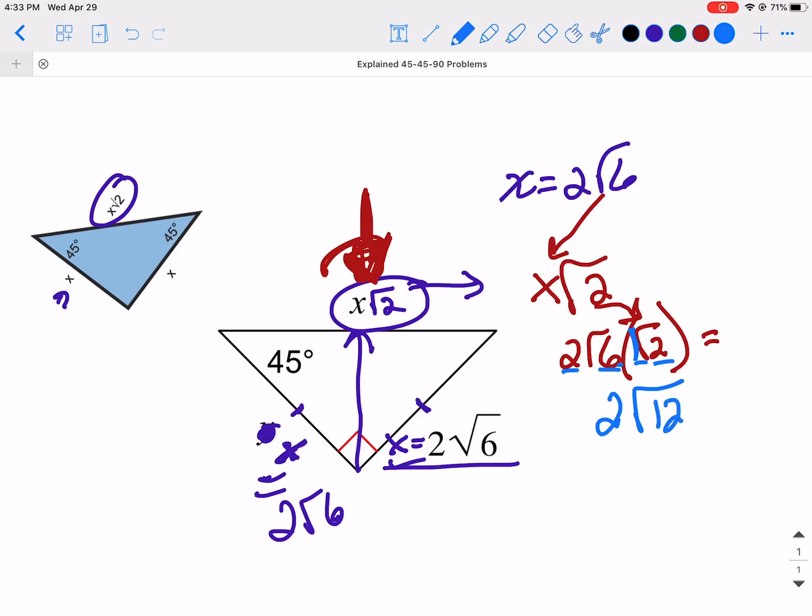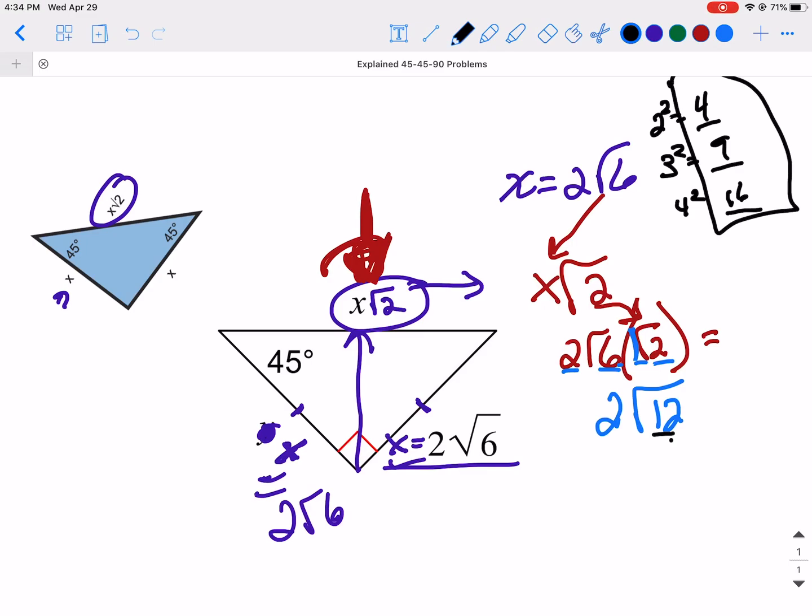There is no denominator, but I need to check and see if there's a perfect square that will go into 12. Remember perfect squares: 2 times 2 is 4, a perfect square. 3 squared, 9, is a perfect square. 16 is a perfect square. So on and so forth. These are your perfect squares. You're seeing if this will factor to one of those numbers, and you will see that 4 goes into 12. So I'm going to do the square root of 4 times the square root of 3. If I multiply those together, I get the square root of 12. And I'm keeping my 2 outside for right now.